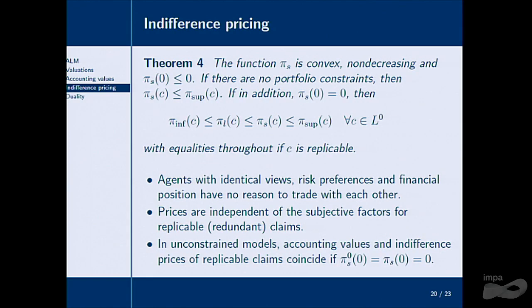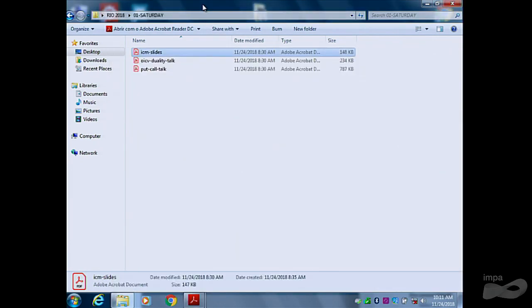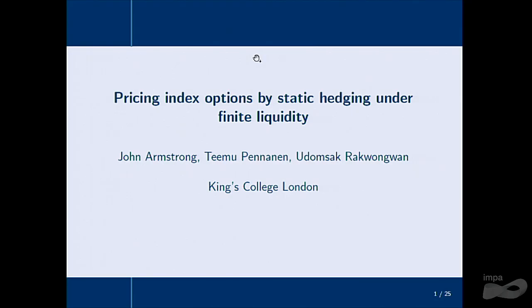Then I will go to duality, but I think I would rather go to the options example. I'll come back to this duality after that. So I think I have 20 minutes before the coffee break. I should be able to cover most of this.